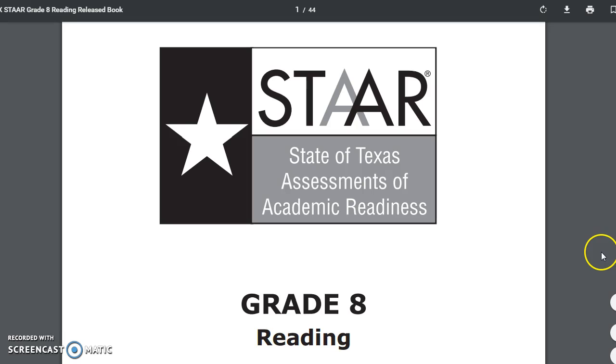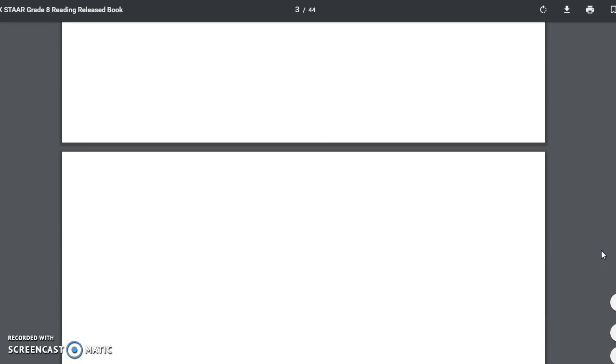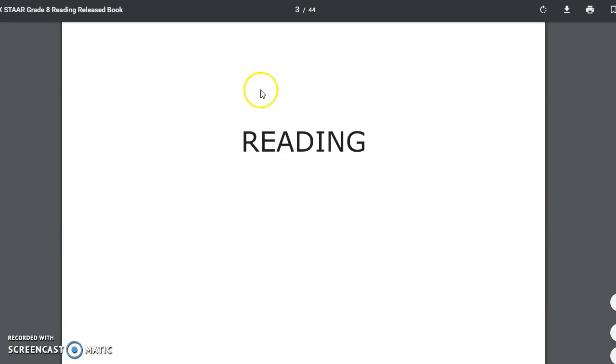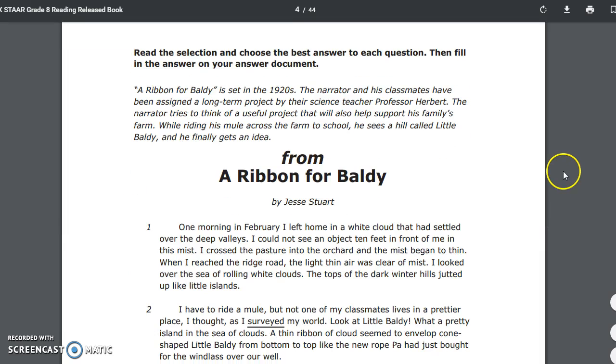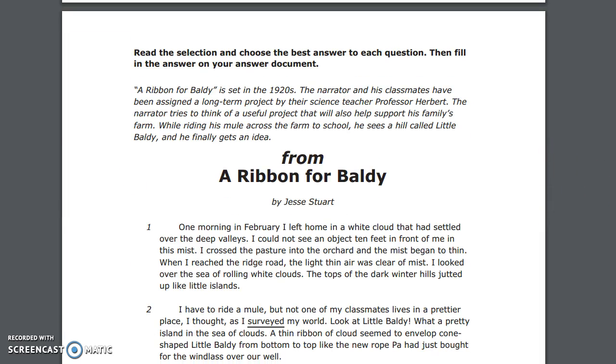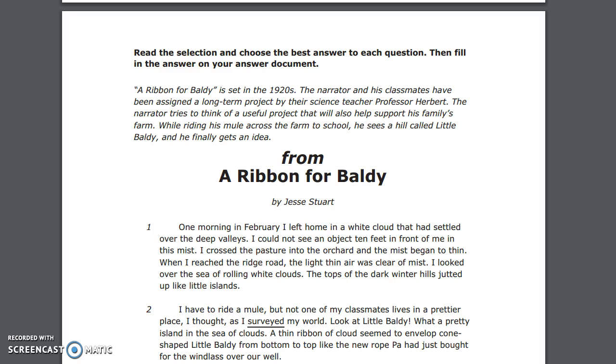When you get your test, it'll look something like this. And when you keep flipping through your booklet, you will see the heading Reading because you are taking a reading test. But let's talk a little bit about what that means. I want to look at an example passage with you. The first one is A Ribbon for Baldy. Now, this story is set in the 1920s. It has a narrator, characters, a setting, which is a farm. Those clues are going to help me figure out that this is a fictional story.